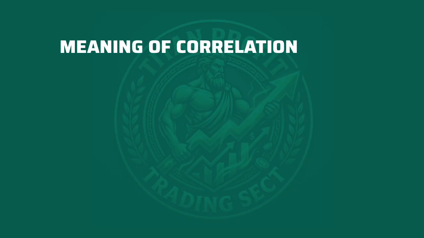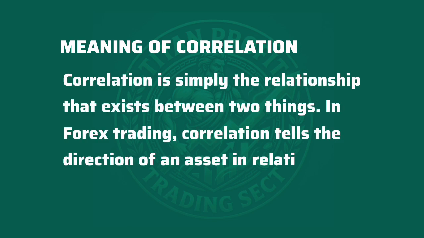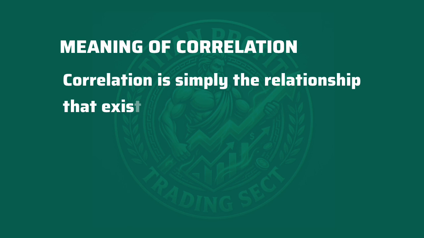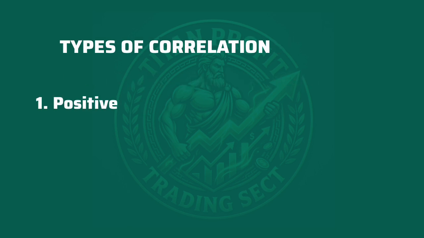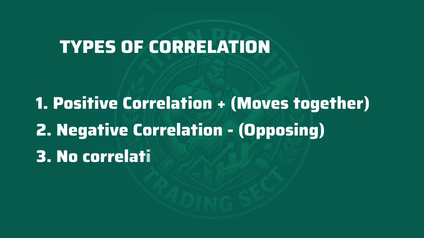First of all, what is correlation? Correlation is simply the relationship that exists between two things. In Forex trading, correlation tells the direction of an asset in relation to another asset. So as we go into this lesson, we are going to know what all this means. There are two types of correlation, positive and negative correlation, while the third one is no correlation.